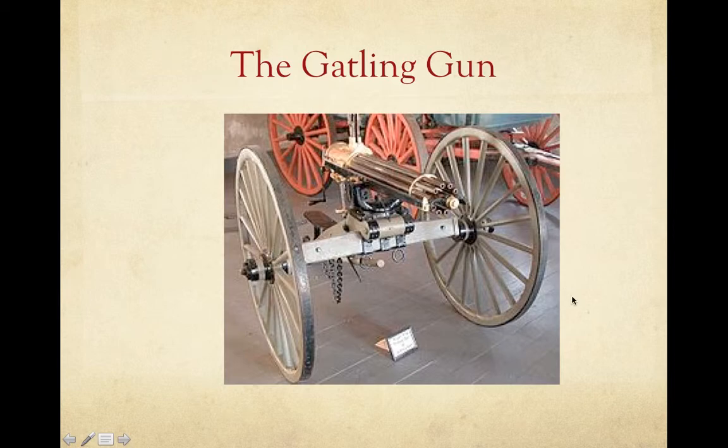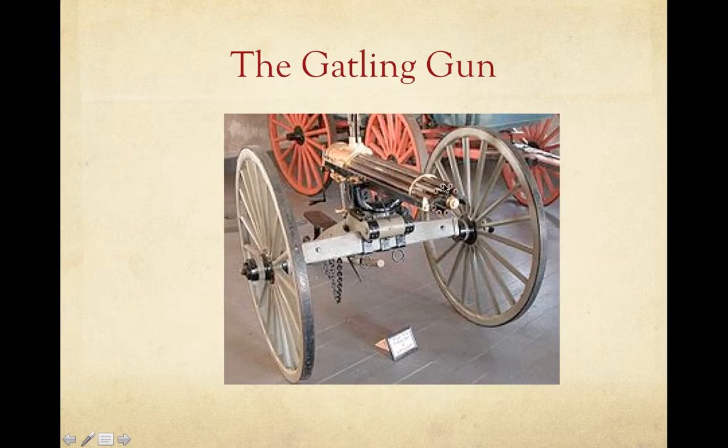Further on in the war, there was another increase of rapidity of fire. That means how quickly you can shoot bullets, rate of fire, so to speak. And this would be the development of the Gatling gun. Gatling guns weren't commonly used in the Civil War. This was cutting-edge technology at the end of the war.